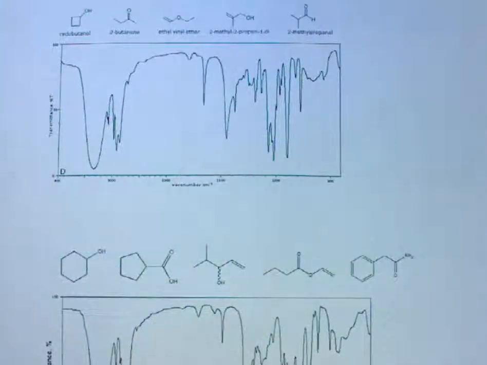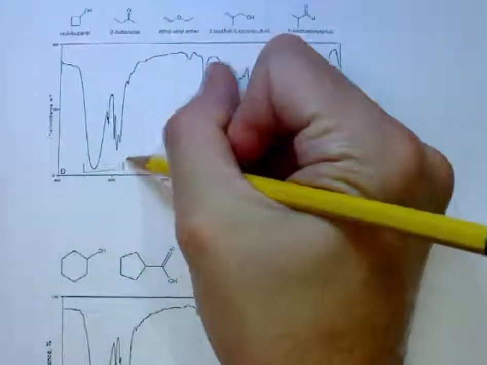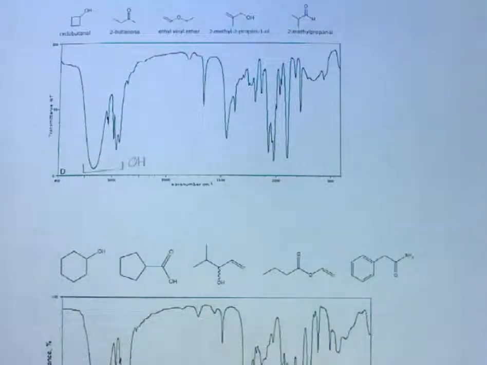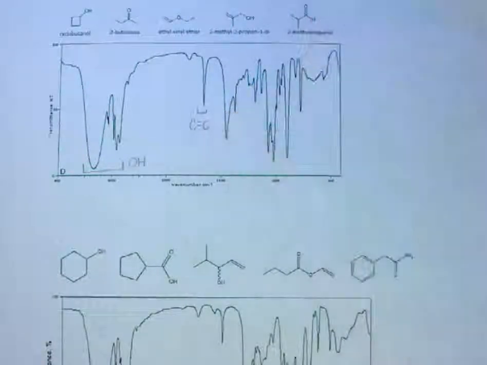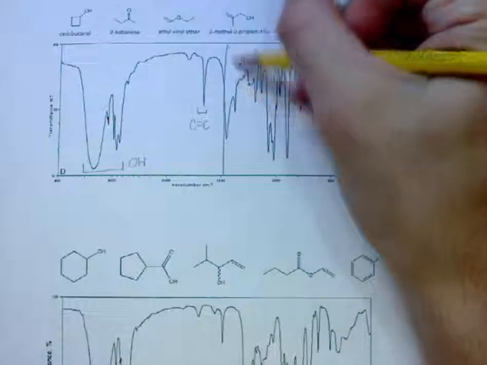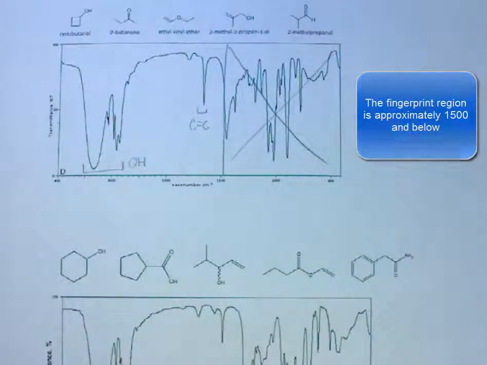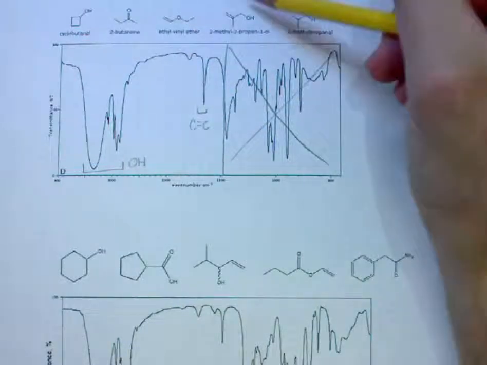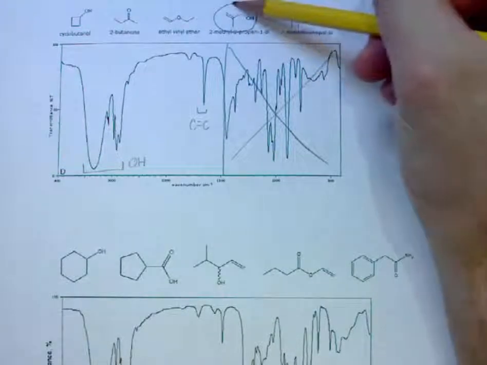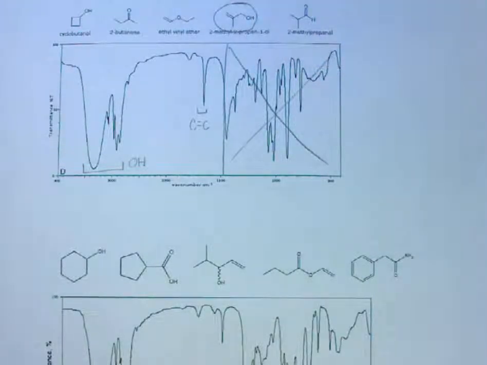For the next IR spectrum, we have to do the same thing. For the spectrum, we have an OH peak. And for this peak here, this is going to be another carbon double bond peak. Again, this will not be a carbonyl peak because it is not strong enough. We are going to ignore the fingerprint region. So looking at the answers, we have this compound that has both a double bond and an OH group.